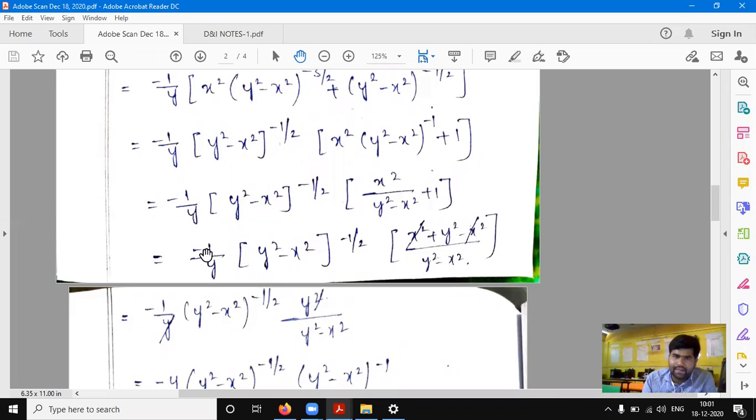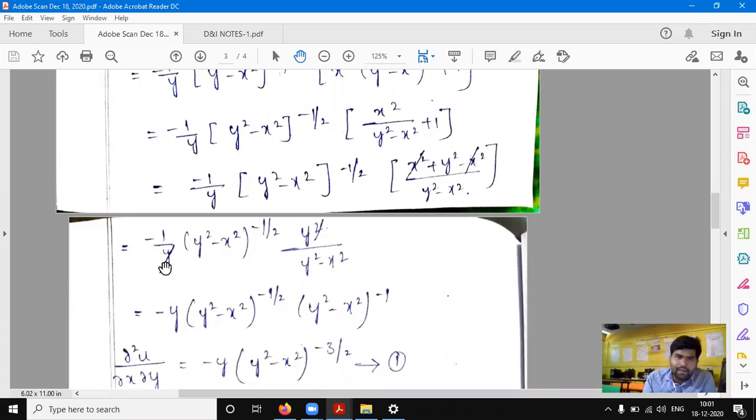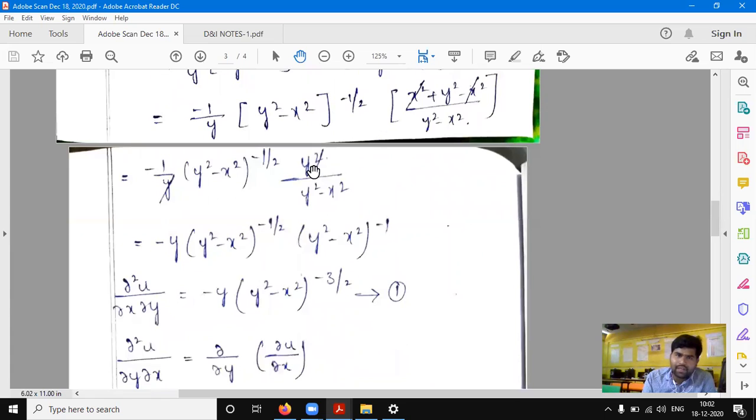It is the same like that in the next step also. So that is minus 1 by y into y square minus x square whole to the power of minus 1 by 2 into, so here cross multiplication. Cross multiplication is x square plus y square minus x square divided by y square minus x square. So x square minus x square gets cancelled. So remaining minus 1 by y into y square minus x square all to the power of minus 1 by 2 into y square divided by y square minus x square. So this y from y square and the denominator y get cancelled. So remaining, here one y is there.